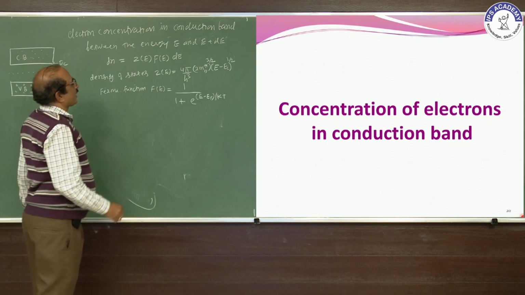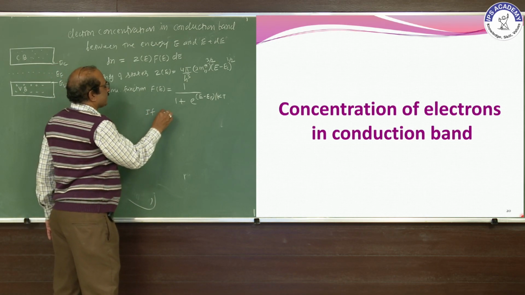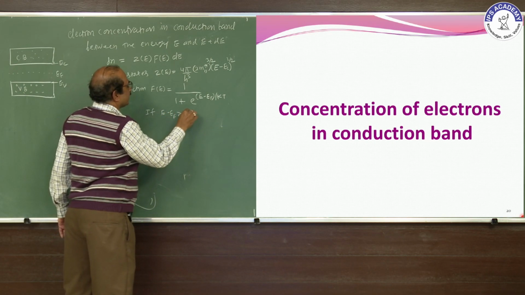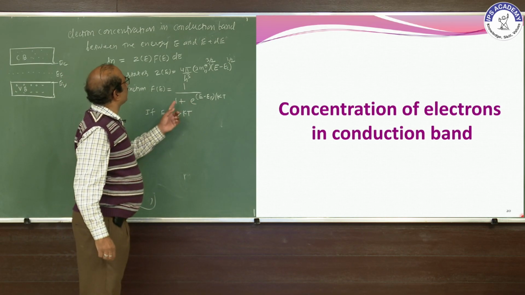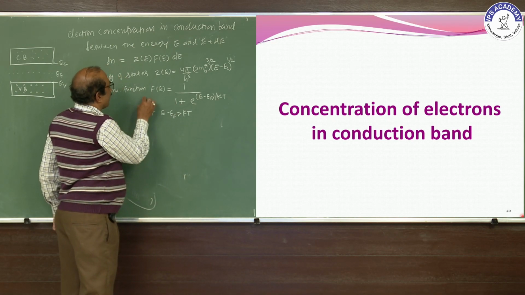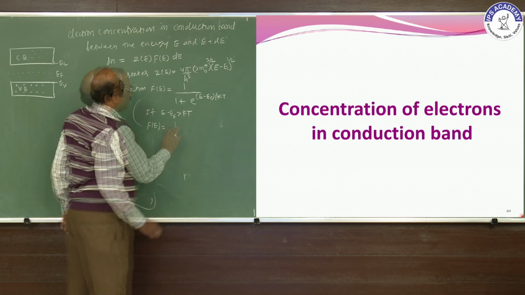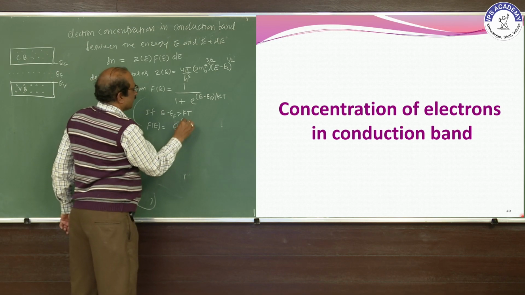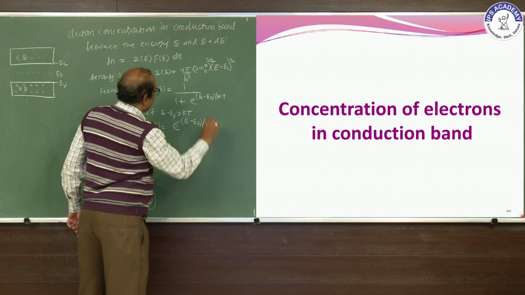So let us call, as an approximation, if E minus EF is greater than KT, then this term will be large as compared to this term. So this one can be neglected. Now the new equation would be f of E equal to 1 by e to the power E minus EF by kT, so we can write e to the power minus (E minus EF) by kT.